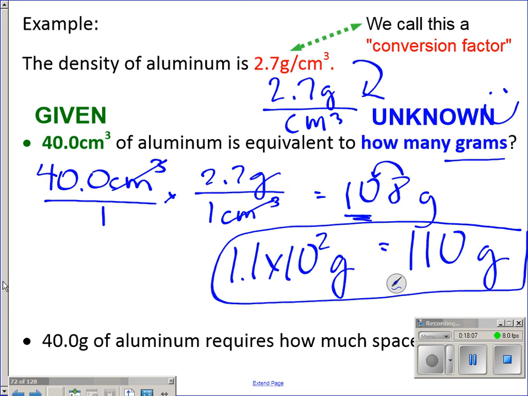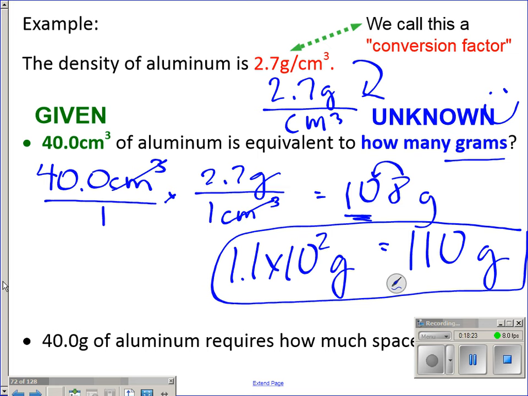So when you cancel out, you only cancel out the units, not the actual numbers? Yes, good point. You only cancel the units associated with it, not the number associated with it. And the 1 centimeter cubed on the bottom, that doesn't affect it, so you don't count that sig fig. I see what you're saying.